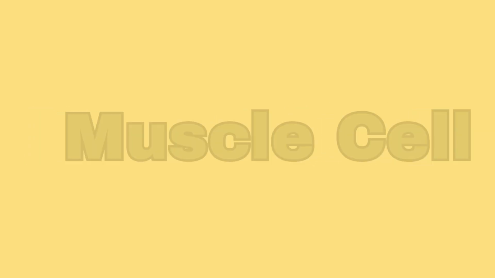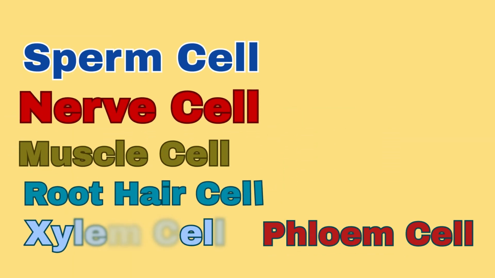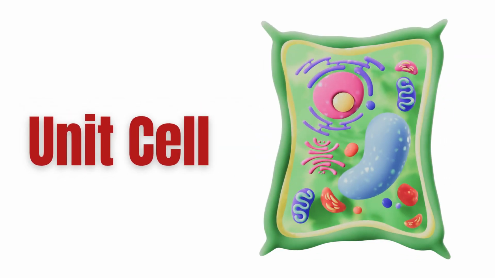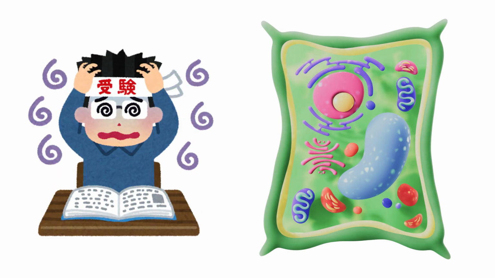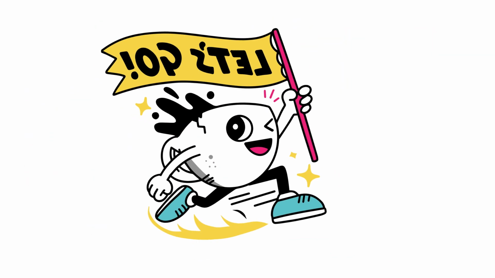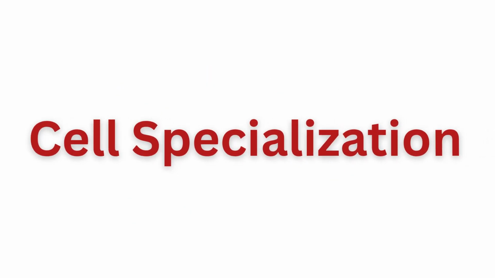In this video, we will cover the following topics: sperm cell, nerve cell, muscle cell, root hair cell, xylem cell, phloem cell, tissues, organs, and organ systems. Also, we have given some questions at the end where you can test yourself, and there are some common misconceptions, the exam style questions, and then we have given a summary of this whole unit at the end. There are also some mnemonics where you can find out ways to memorize the things given in this chapter. Let's start with the very first topic, which is about cell specialization.